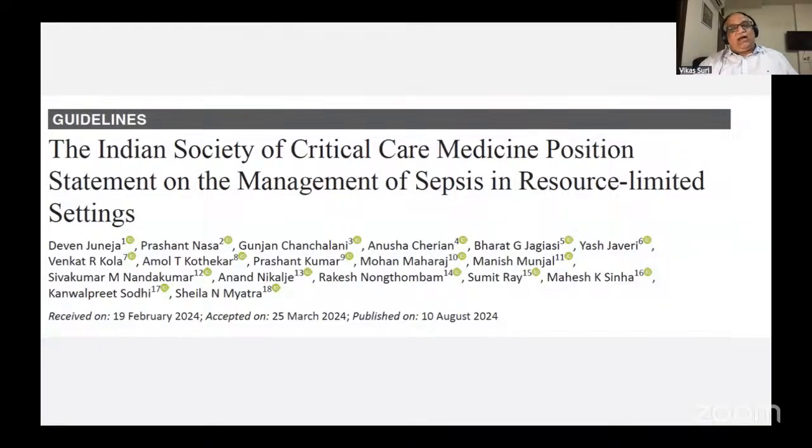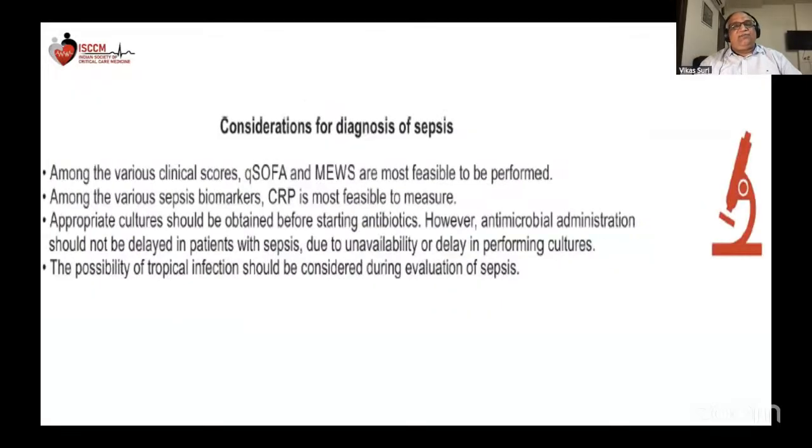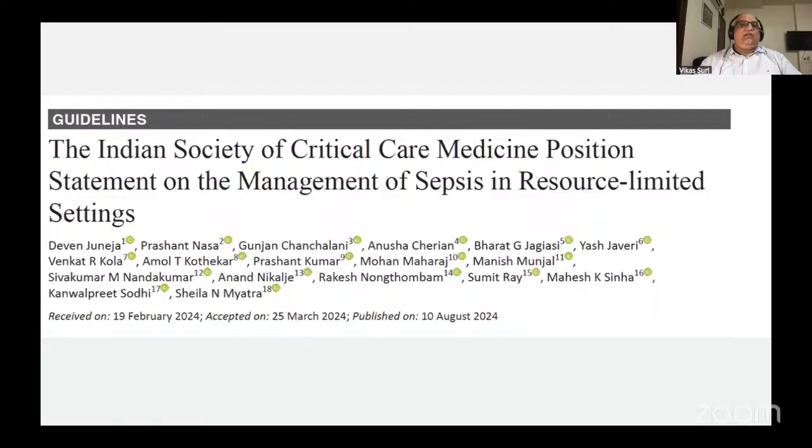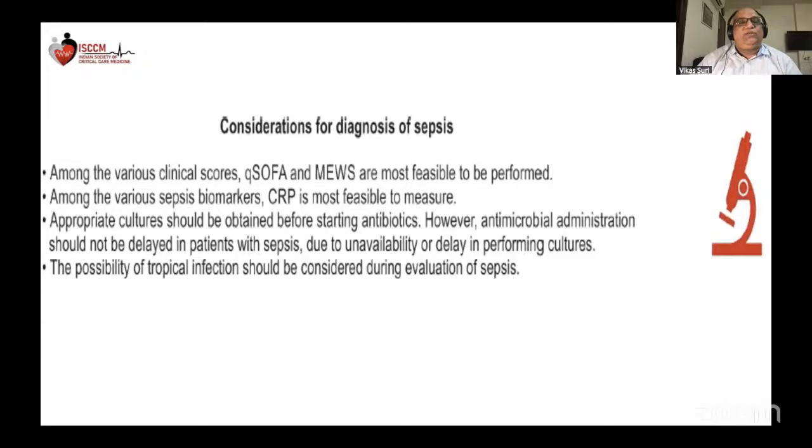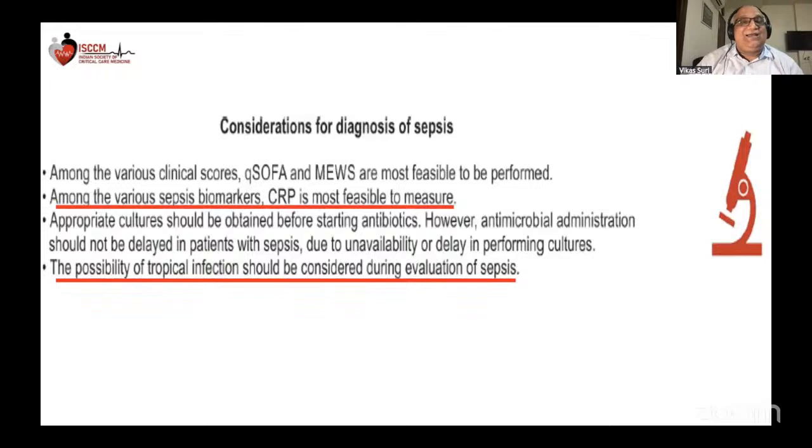And coming to the last leg of my talk, that is some recommendations by the Indian Society of Critical Care Medicine. Most of them are in accordance with the Surviving Sepsis Campaign, but I will tell you the differences. In the diagnosis of sepsis, most of it is the same, but they say that CRP is more feasible to measure because lactate is expensive and may not be available in many of the ICUs in the Indian subcontinent. And the possibility of tropical infections should be considered in evaluation of sepsis, which the Surviving Sepsis Campaign did not mention.